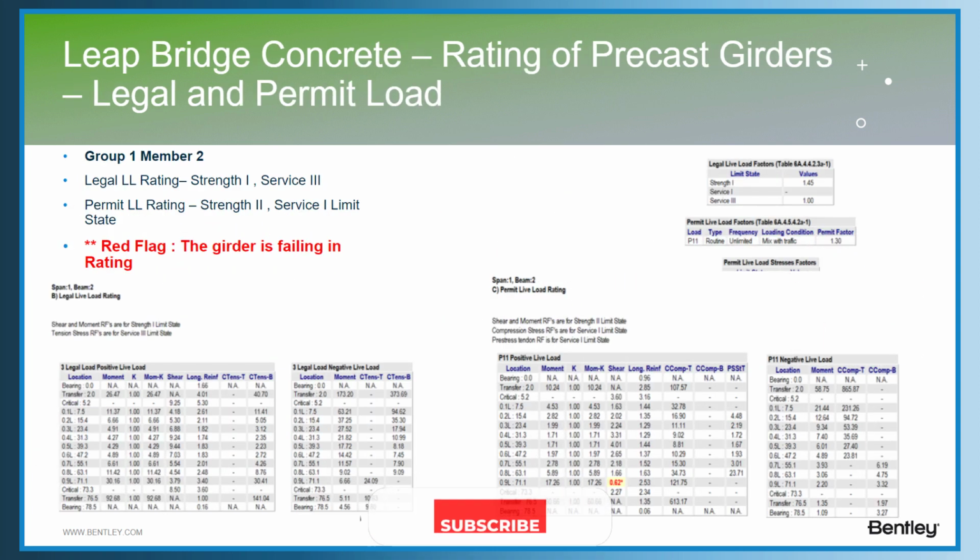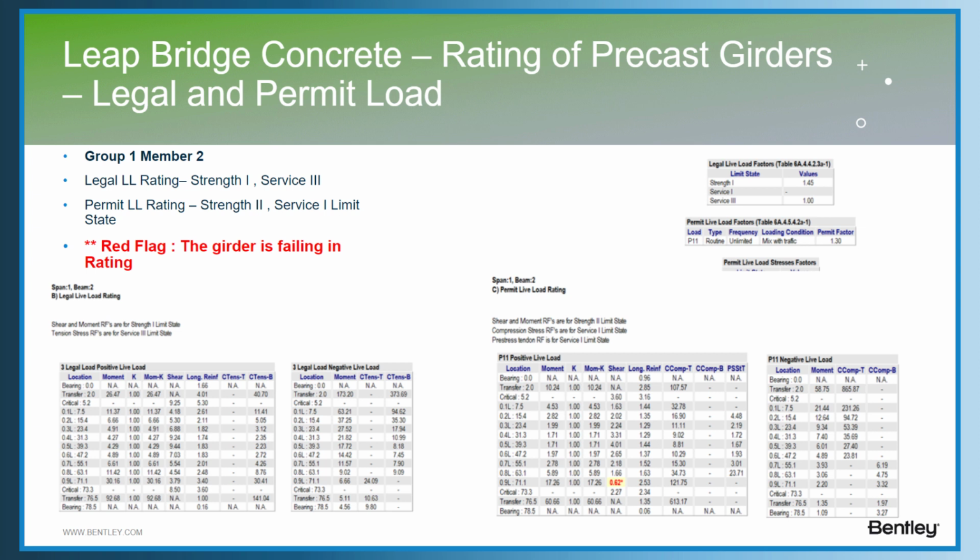Also, the program generates the report for legal live load rating under Strength 1 and Service 3 limit state, and for permit live load rating, Strength 2 and Service 1 limit state. And as you can see, there is a red flag here which shows 0.62, which is less than 1. That means the girder is failing at that particular POI.